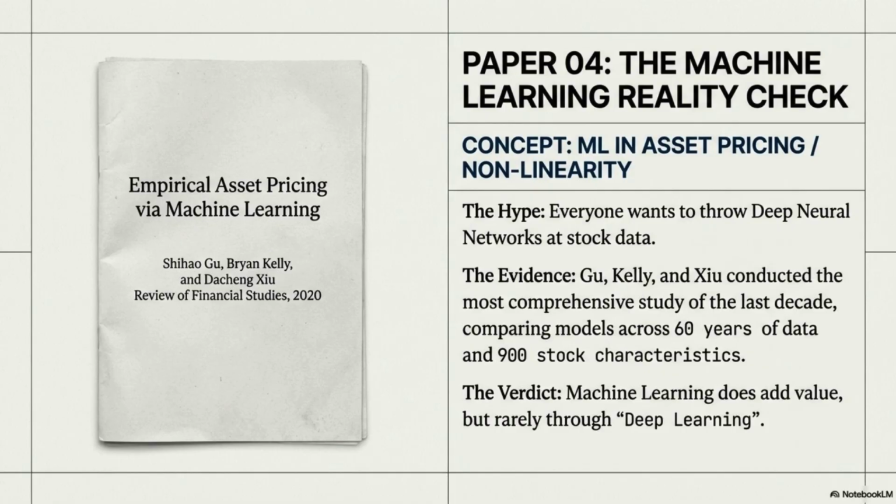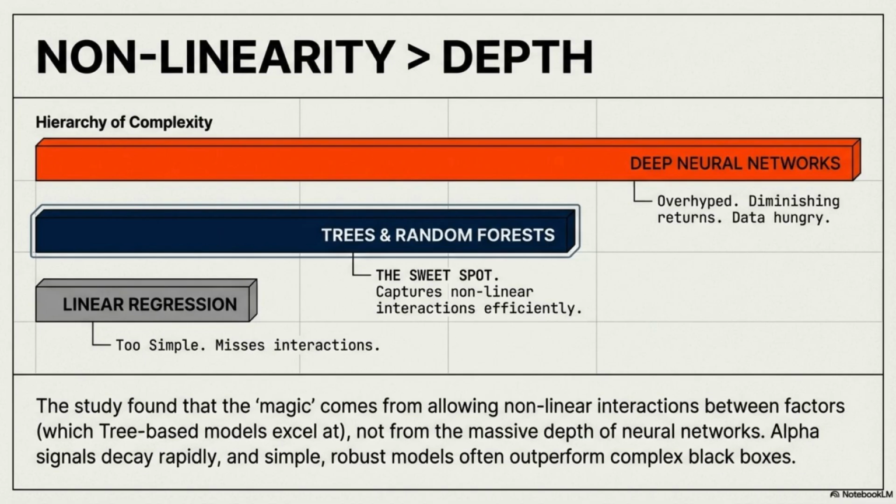Paper number 5 brings us into the modern era of hype, machine learning. Everyone wants to throw a deep neural network at stock data. Before you do that, read Empirical Asset Pricing via Machine Learning by Gu, Kelly, and Xiu. This is perhaps the most comprehensive study done in the last decade on what actually works when applying ML to finance. They compared traditional econometric models against varied ML approaches, trees, random forests, and neural networks across 60 years of data and 900 different stock characteristics.